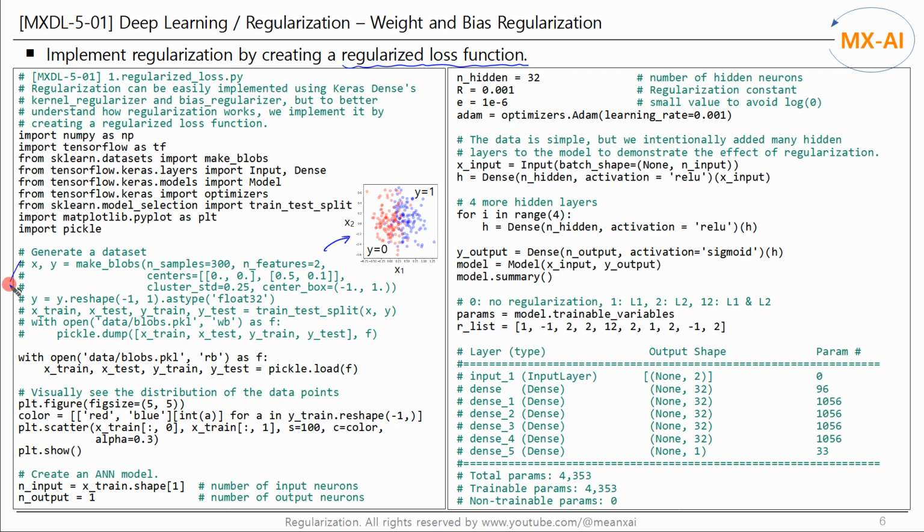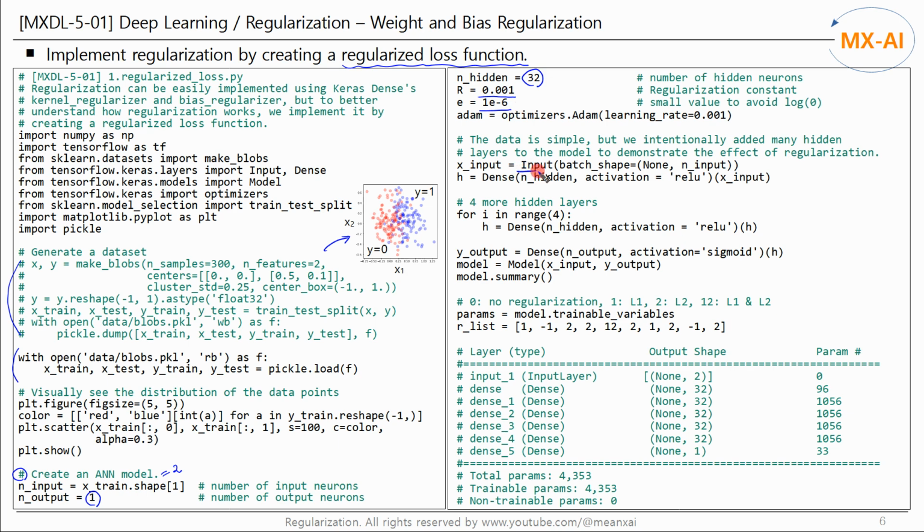In order to test with the same data, we saved the data created with the makeBlobs function. Read the saved data. Now let's create a neural network model. The input layer has 2 neurons. The output layer has 1 neuron, and each hidden layer has 32 neurons. R is a regularization constant and is set to 0.001. E is a small value to avoid log of 0.